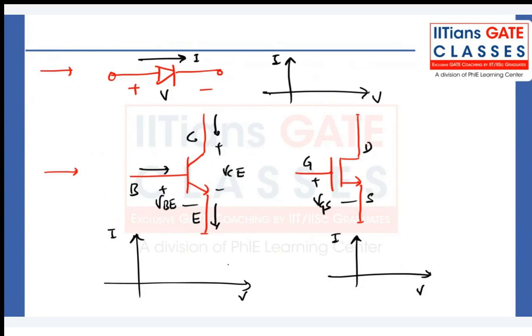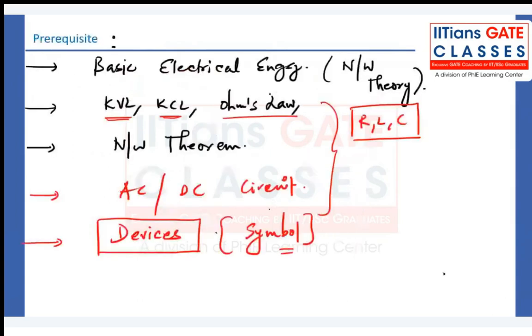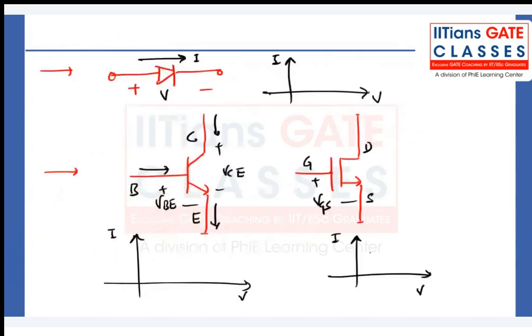So if you're not familiar with the physics behind the diode, the physics behind the BJT, bipolar junction transistor, you can still understand the entire analog circuit. So I believe these are the prerequisites you have to know.